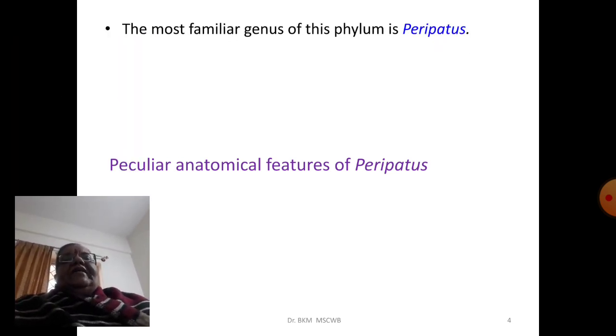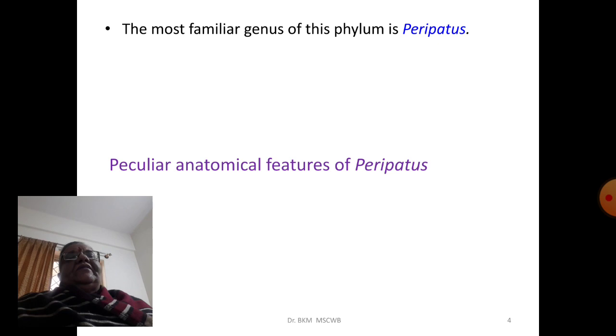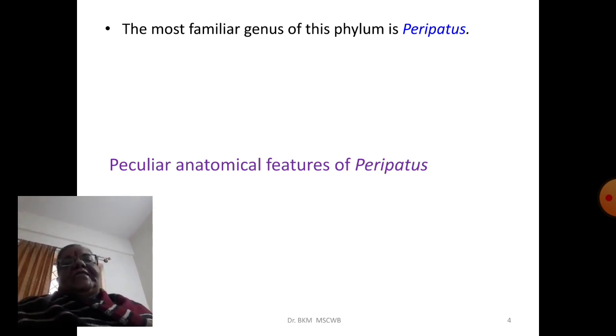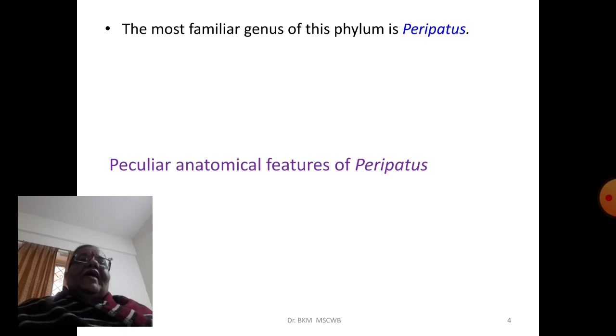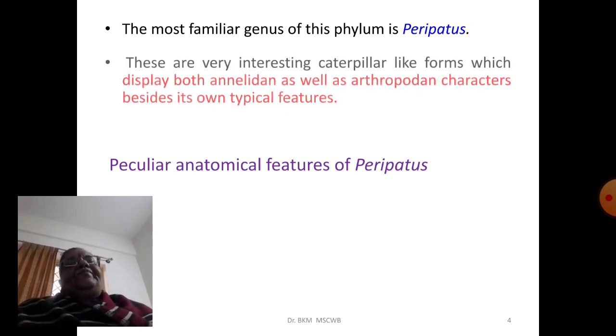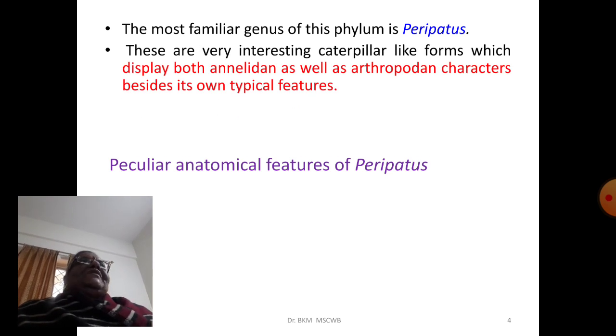Then, the most familiar genus in the minor phylum Onychophora happens to be Peripatus, whose line diagram and photograph I have shown in my previous slide. Why does it become very interesting to look at? It looks like a caterpillar.